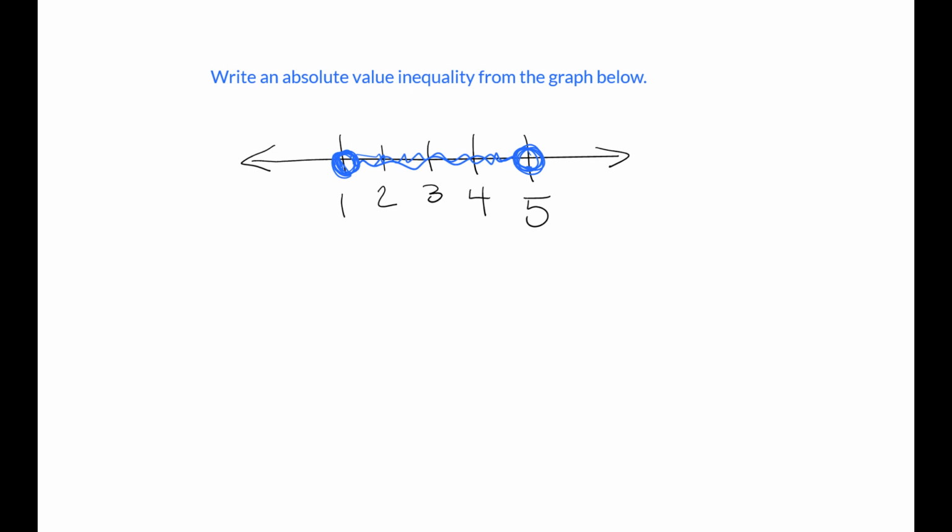All right, so what you do is you look for the number in the center of both of those. So the number in the center of 1 and 5 is obviously 3. Okay, so we're going to put the center number. So here's what we're going to do. We always start out with x minus whatever the center number is.